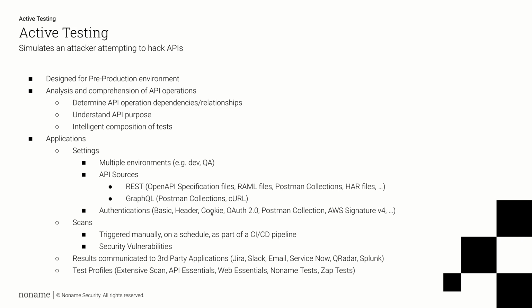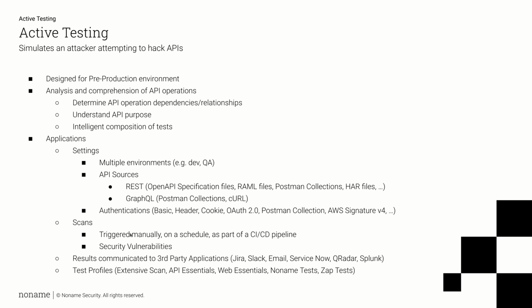Basic, header, cookie-based, OAuth 2.0, Postman collection, and so on. In our case, we're going to use basic, we're going to use header, and we're going to use Postman collection. Okay. Now, scans is how you actually trigger the execution of all the tests that will be able to discover security vulnerabilities. And of course, these tests make use of test profiles. And we're going to talk about the test profiles in due course, right?